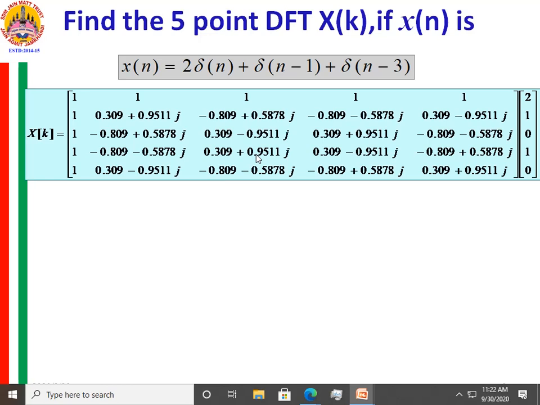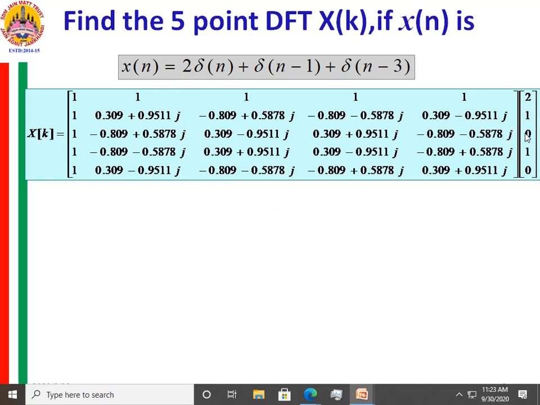And use the periodicity property of the twiddle factor and replace W raised to 6, 5, which is equal to W raised to 2, 5. W raised to 5, 5 is W raised to 0, 5. Likewise, you can replace and complete this matrix of twiddle factors. Once you have a 5 cross 5 matrix of the twiddle factor, take a column vector of the input. Now multiply these rows with this column, and each time you find X0, X1, and so on.